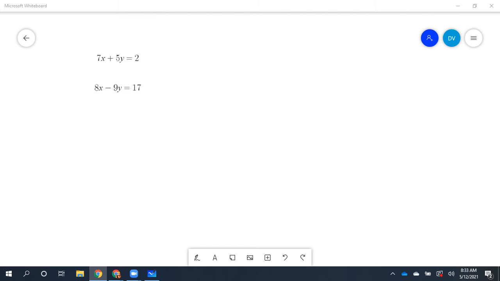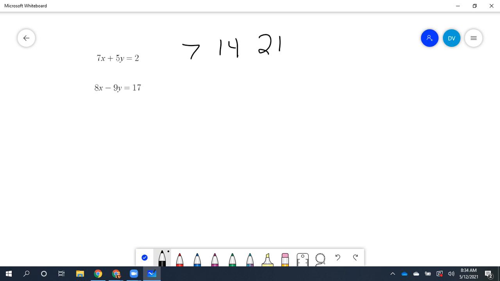Okay, so once again, what we're going to do is find a common multiple. I'm just going to write this out with my marker here. So we could either use the multiples of 7 and 8 or 9 and 5. The common multiples, well, let me write the multiples of 7. The multiples of 7 are 7 times 1, 7. 7 times 2, which is 14, times 3, times 4.